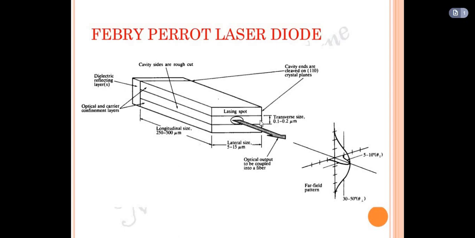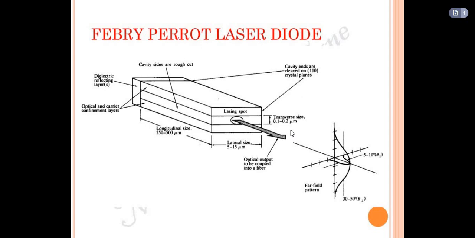What is the thickness of this lasing spot? It is going to take the transverse size, and this is your longitudinal size. So what is your longitudinal size? 250 to 500 micrometer, and this is your transverse size of 0.1 to 0.2 micrometer. This should be the size of the laser, right? What is the laser all about? Light amplification by stimulated emission of radiation, right?